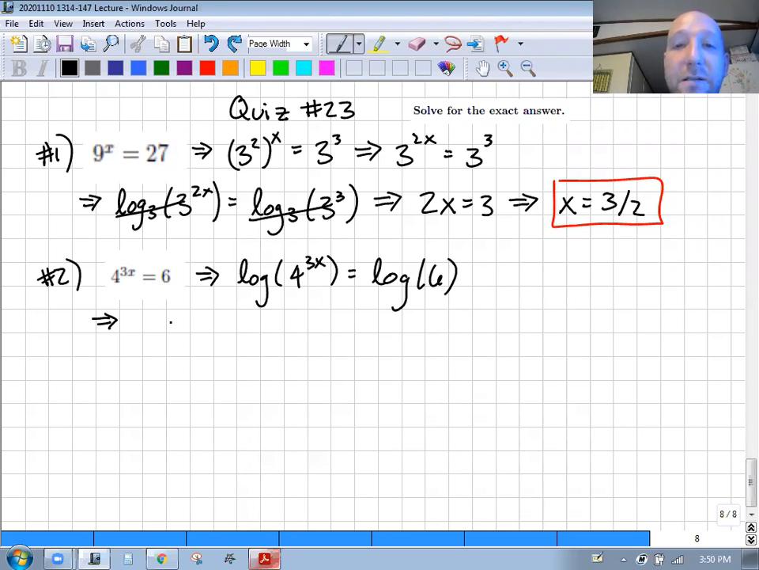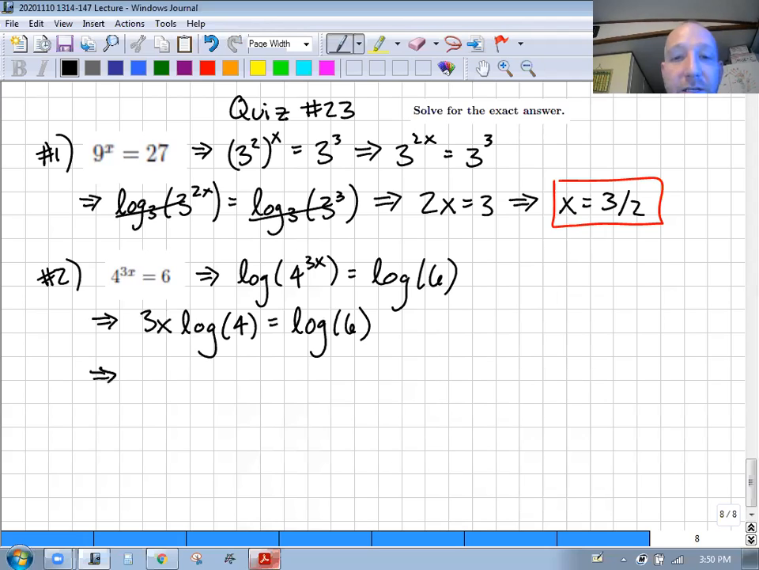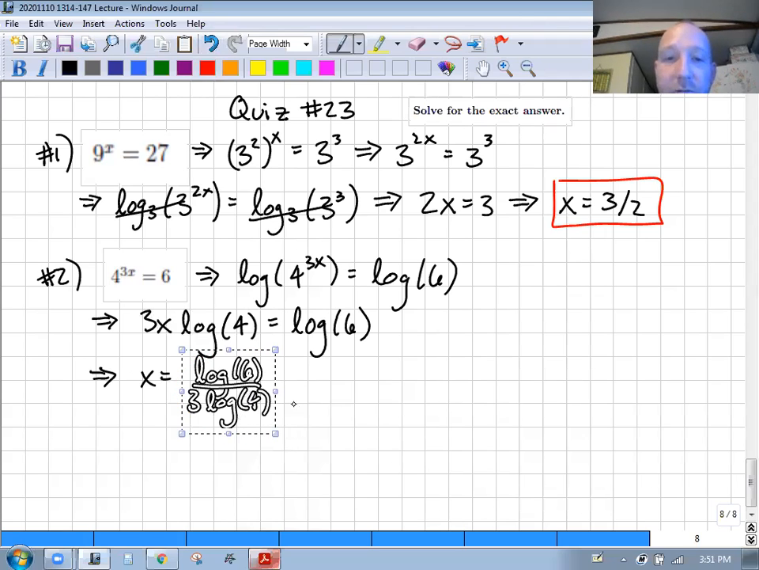So we have 3x times log of 4 equals log base 10 of 6. Okay? So x here is equal to log of 6. We're dividing both sides by that and that. So divided by 3 times log of 4. Okay?